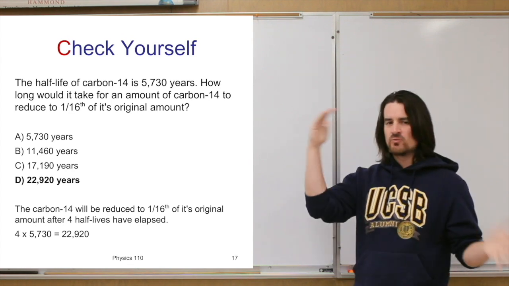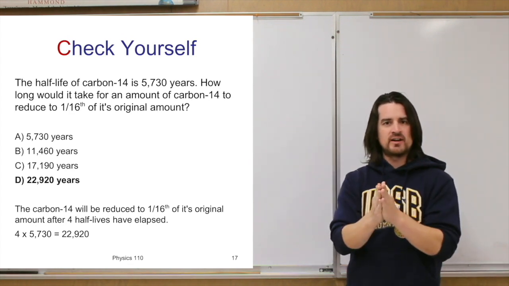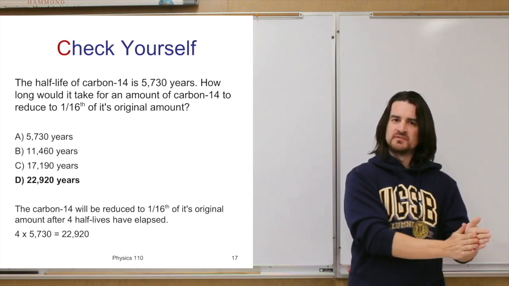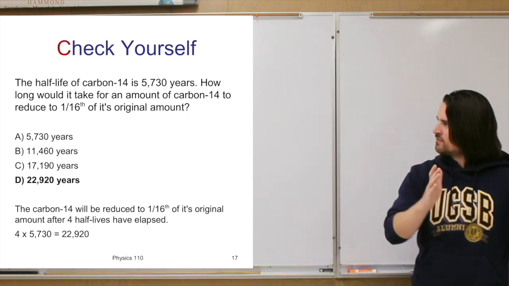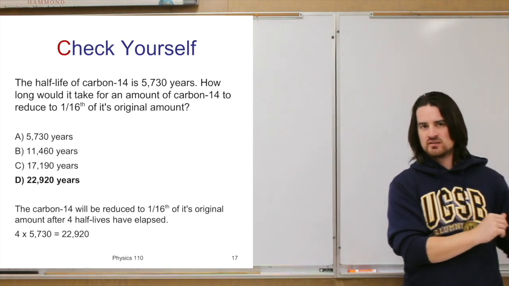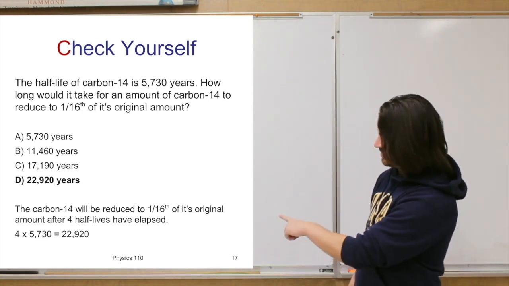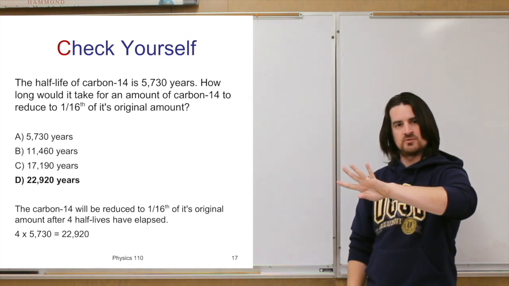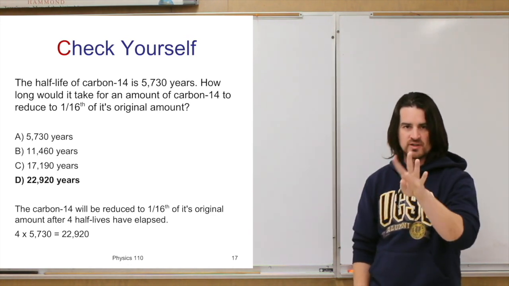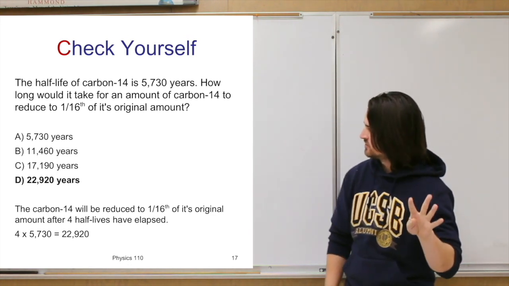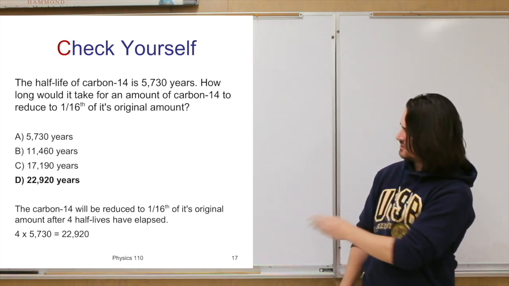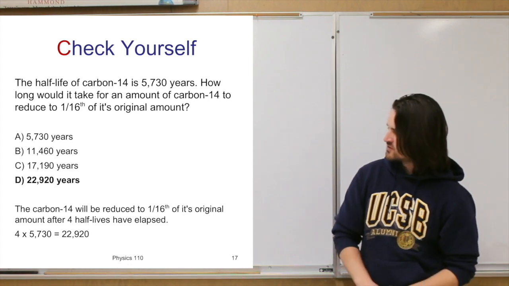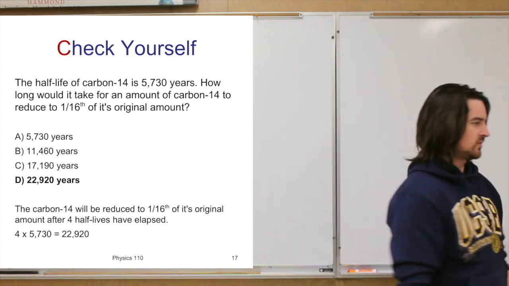Right? So it doesn't matter what you started with, after 1 half-life you got half. After another half-life, you got 1/4. After another half-life, you got 1/8. And finally, after another half-life, you get a 16th, right? So you'll need to wait for 4 half-lives to have elapsed, for 4 time periods equal to the half-life of carbon-14 to elapse. And that turned out to be 4 times the half-life, which is 22,920 years. Quite a while.